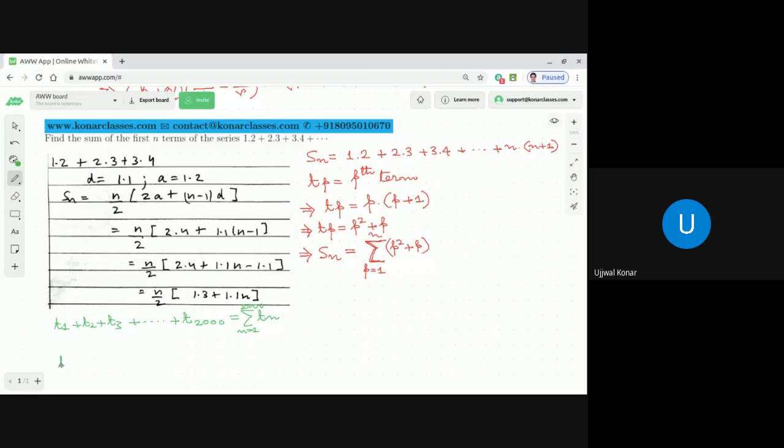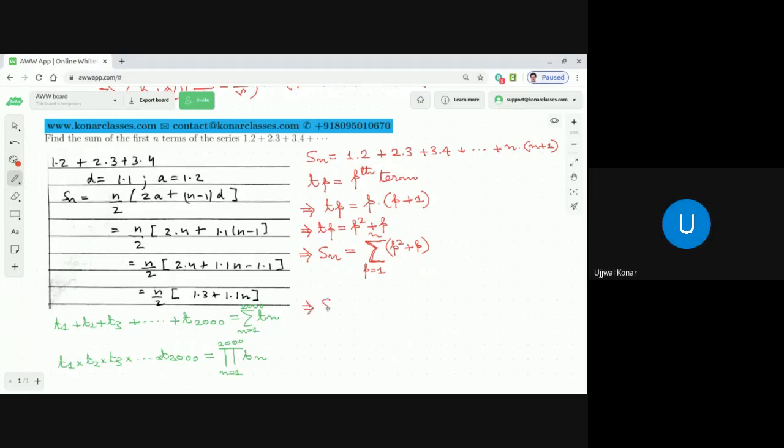And another representation, let me tell you: if you see T1 into T2 into T3, in that way, into T2000, it means all these terms are multiplied. That means I can write like this also. Then the symbolic representation is a kind of a big pi. You write Tn, n equal to 1 to 2000. That is for the product. So here it is sum, correct or not? Yes.